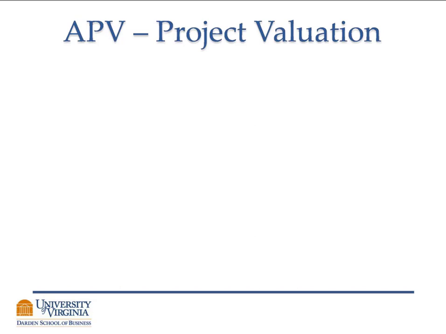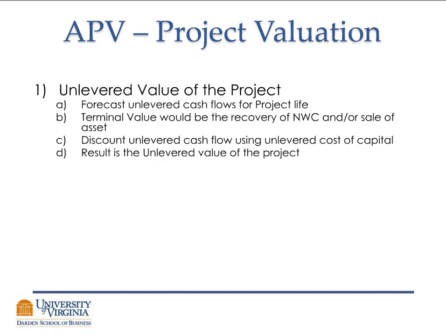Let's look at how we would use APV in project valuation. We would start with the unlevered value of the project. Here we would forecast the unlevered cash flows for the life of the project. We would then calculate a terminal value, which in this case would be the recovery of net working capital and/or the sale of the asset. Then we would discount the unlevered cash flows using the unlevered cost of capital. The result is the unlevered value of the project.